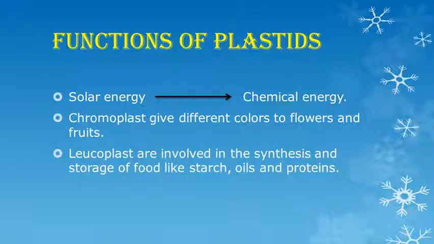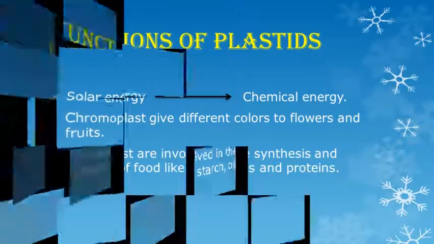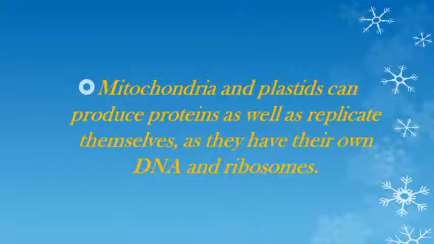Chloroplasts are involved in the synthesis and storage of food like starch, oils and proteins. Mitochondria and plastids can produce proteins as well as replicate themselves, as they have their own DNA and ribosomes. Students, we have learned the structure of the mitochondria, and just now we have seen the structure of the plastid also. In both these cell organelles, they are able to produce their own proteins and replicate themselves because they have their own DNA and ribosomes.